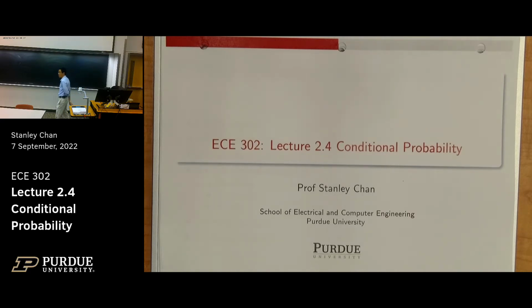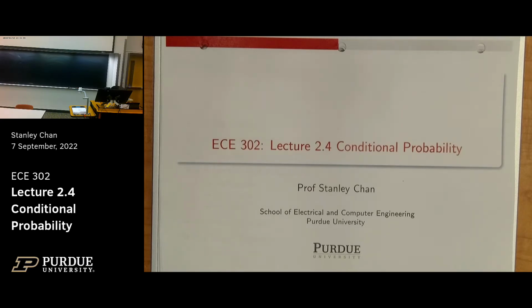Today we're going to talk about Chapter 2.4 on conditional probability. This is a very interesting topic that a lot of students got confused. Why? Because we're not used to thinking about a pair of events. So let me give you an example here.